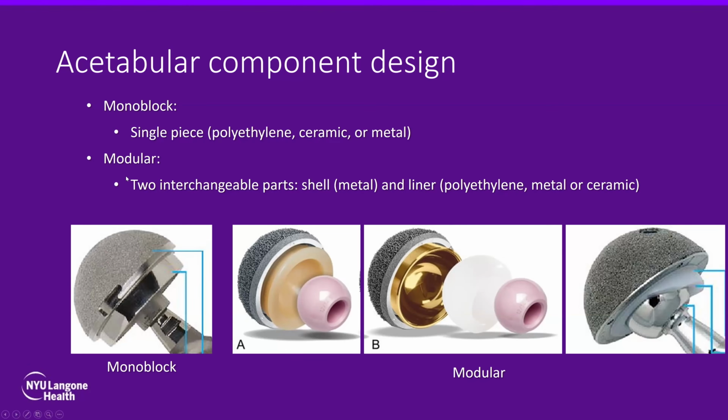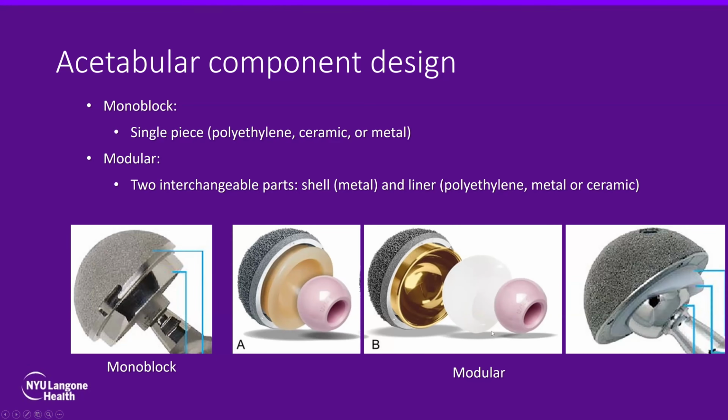As opposed to that, the second configuration is the modular component. So basically, in this case, we have two interchangeable parts. For example, in this case, you have a ceramic femoral head, you have this plastic liner, and then you have this metallic cup. So this liner sits into the cup. So if at some point there is a problem with this plastic component, the surgeon can replace only this part, not the entire thing, right?